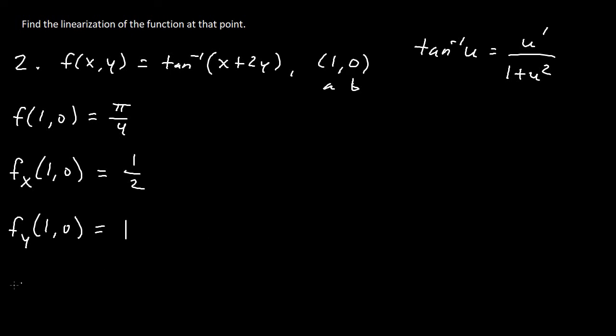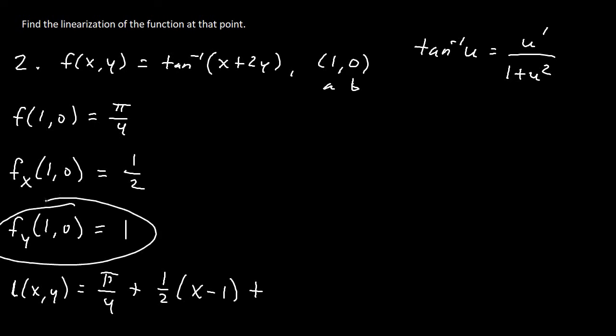So now let's go ahead and use the formula. So L of x comma y is going to equal f of a comma b, which we found to be pi over 4, plus f sub x evaluated at a, b, which we found to be 1/2, times x minus a. The a value is obviously 1, plus f sub y evaluated at 1, 0, which we found to be 1, times y minus the b value, which is 0.